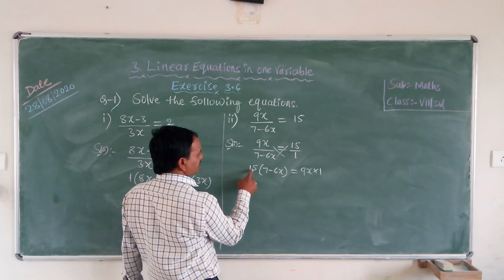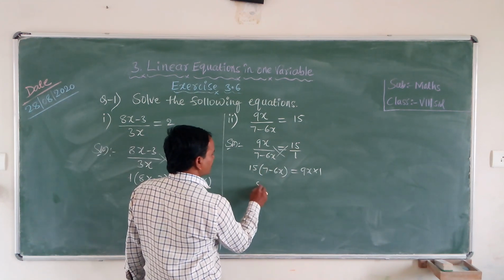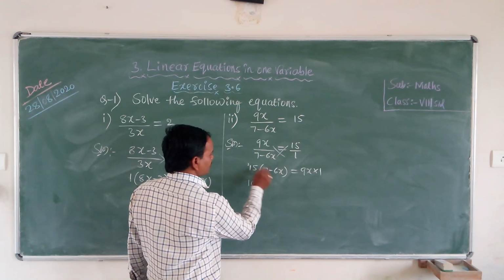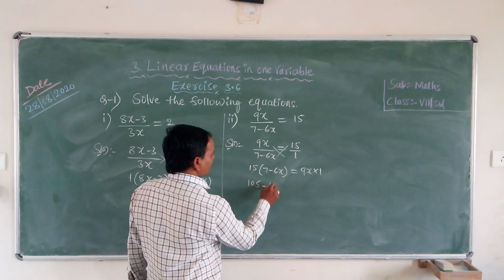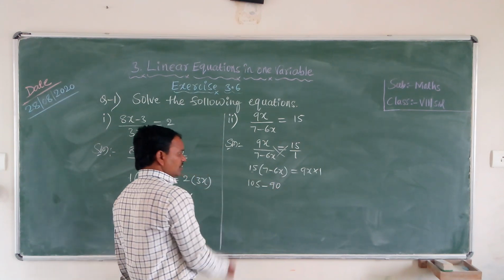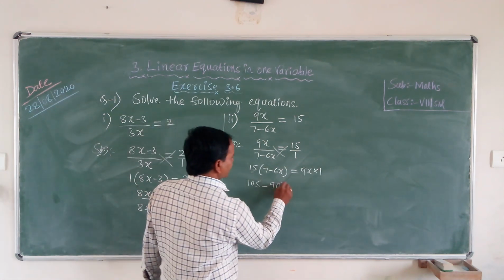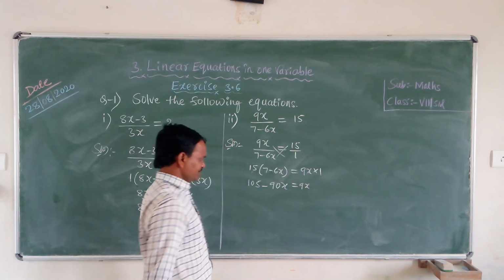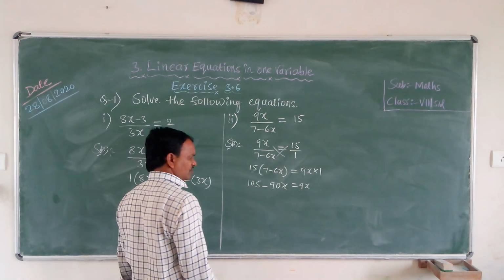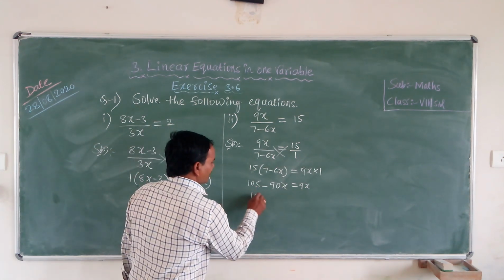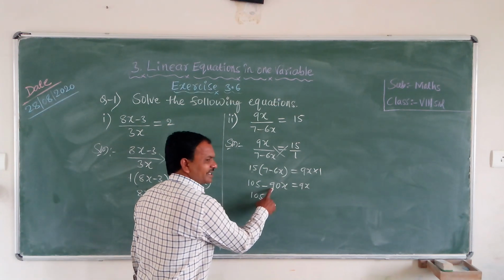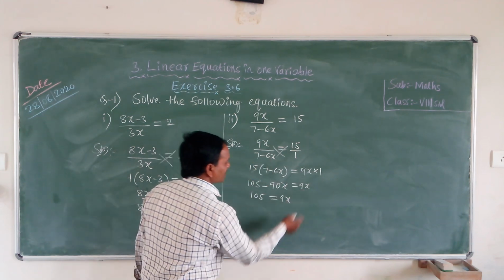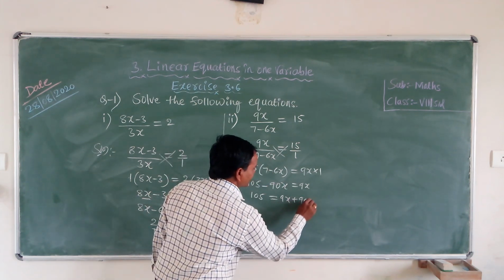Monomial to binomial multiplication: 15 times 7 is 105. Minus into minus, 15 times 6 is 90, so 90x is equal to 9x, 9 into 1. Now the numbers: 105. Here also x is there. Minus 90x, transfer to the RHS side, becomes plus 90x.